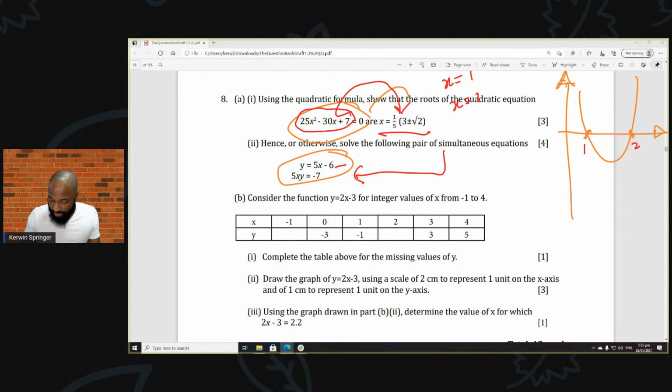So let me just write over this: y is equal to 5x minus 6, and 5xy is equal to negative 7, and we'll go and have some fun with that on a clean page.